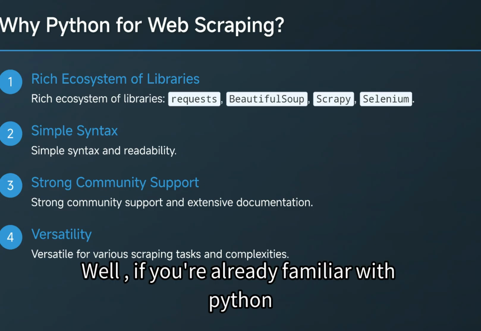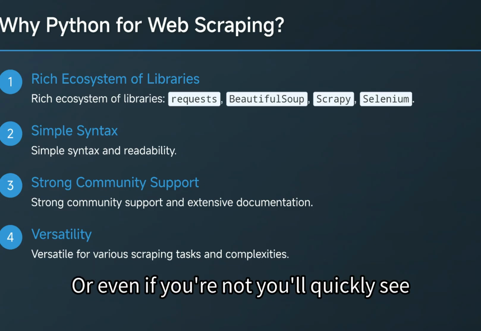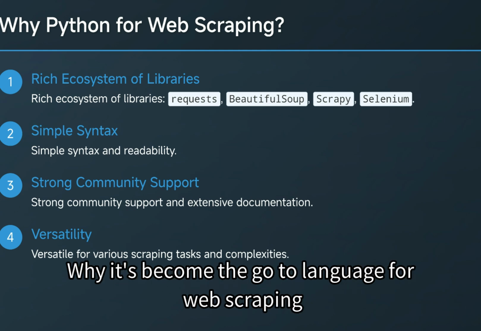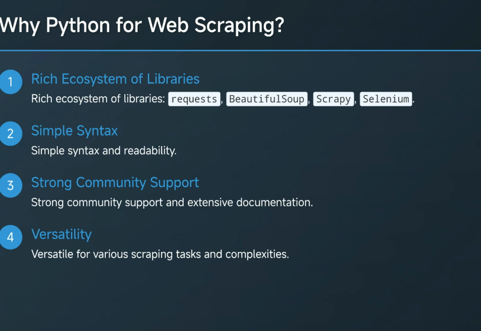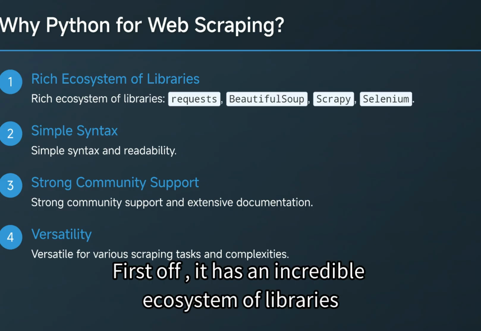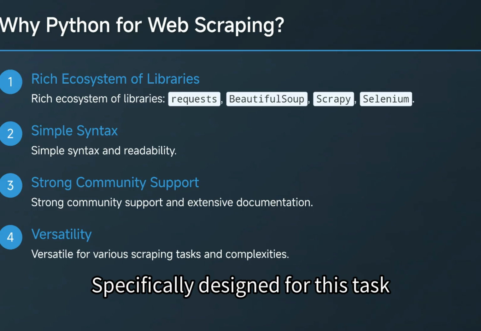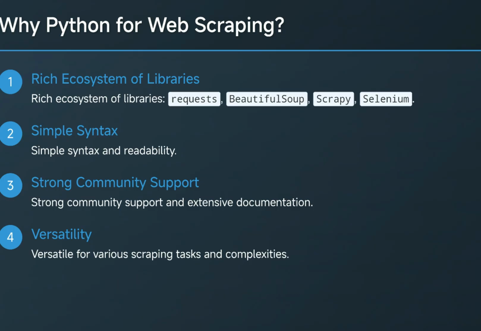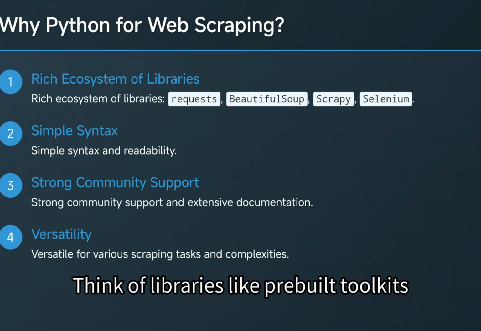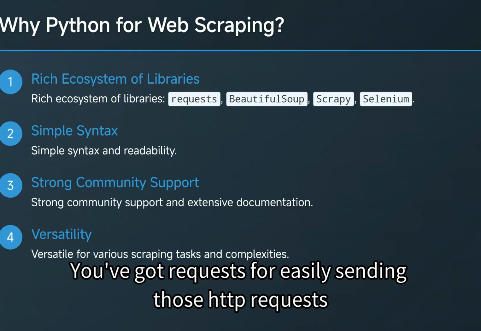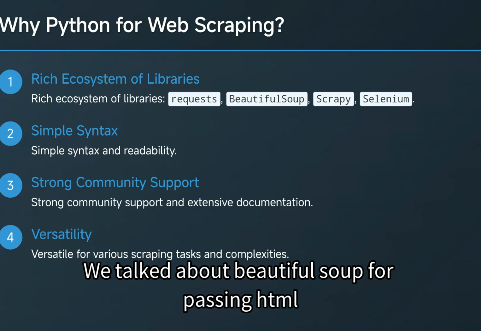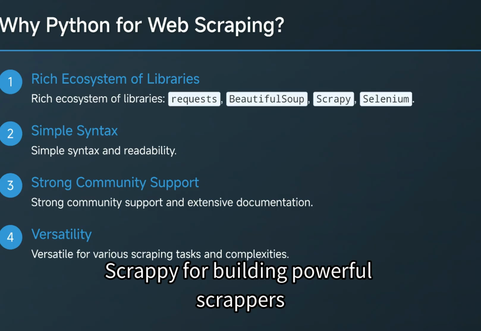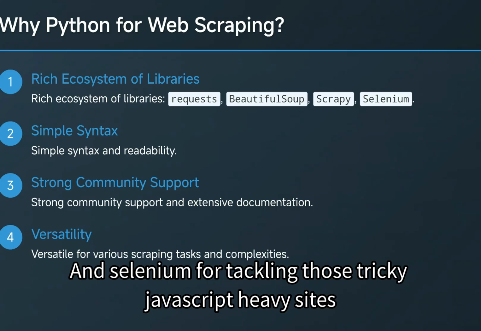Well, if you're already familiar with Python, or even if you're not, you'll quickly see why it's become the go-to language for web scraping. First off, it has an incredible ecosystem of libraries, specifically designed for this task. Think of libraries like pre-built toolkits. You've got requests for easily sending those HTTP requests we talked about, Beautiful Soup for parsing HTML, Scrapy for building powerful scrapers, and Selenium for tackling those tricky JavaScript-heavy sites.